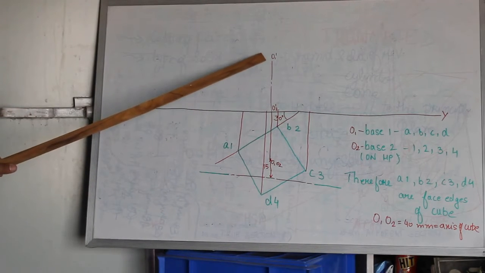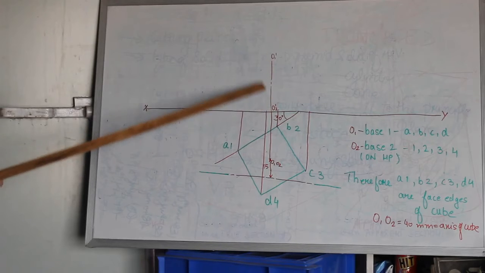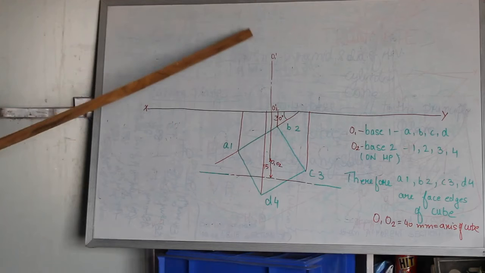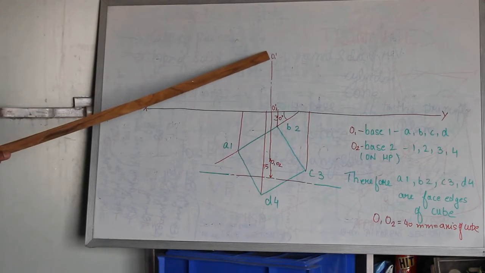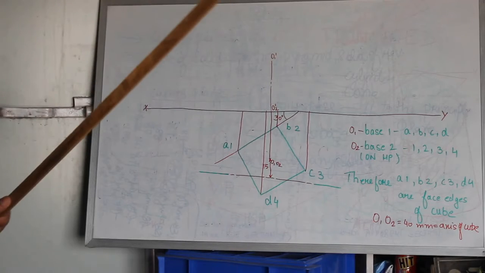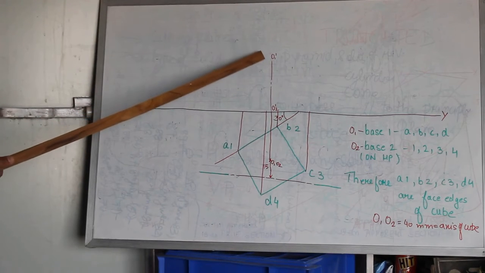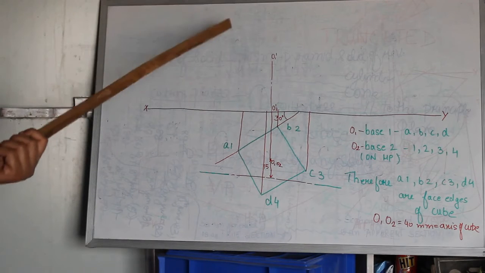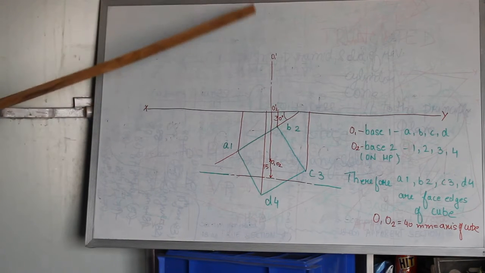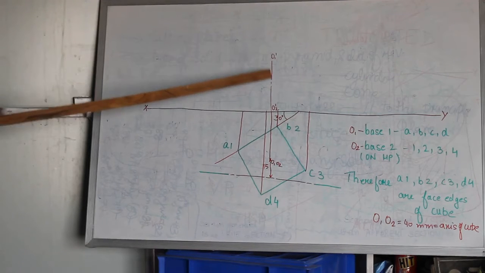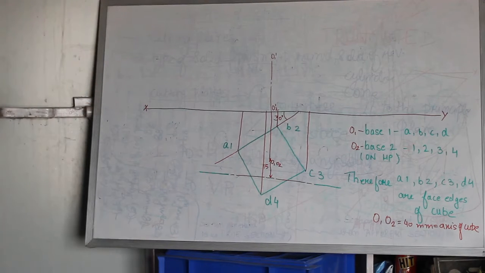So if this is the axis line, we will have to make this axis line with the continuous thin line. So this point is appearing as O1 dash. Now we are using the notations dash in the front view. So this is O1 dash and O2 dash. O1 O2 means this is the axis of the solid, so the notations will become O1 dash and O2 dash.